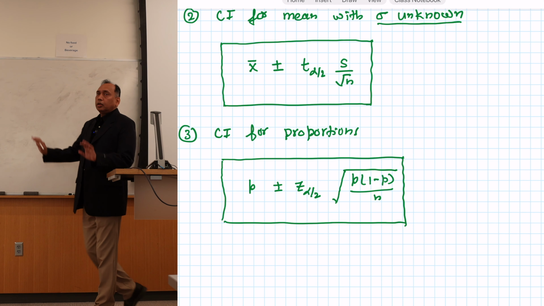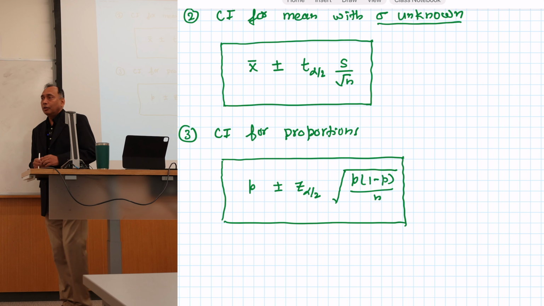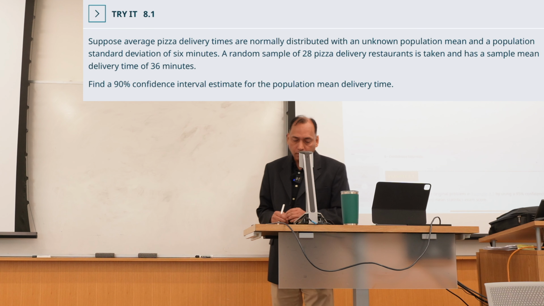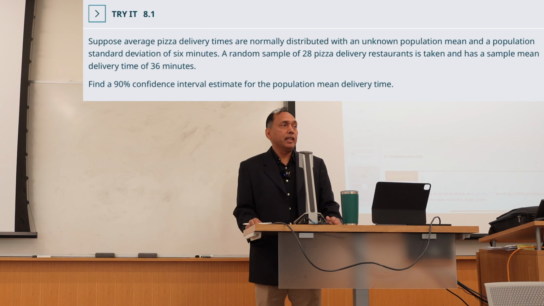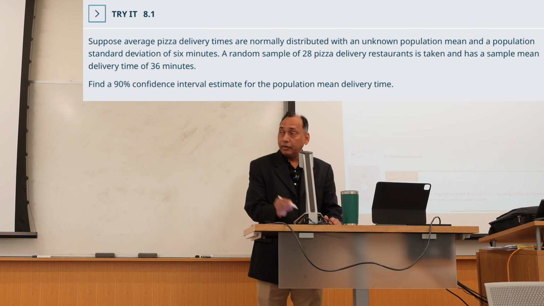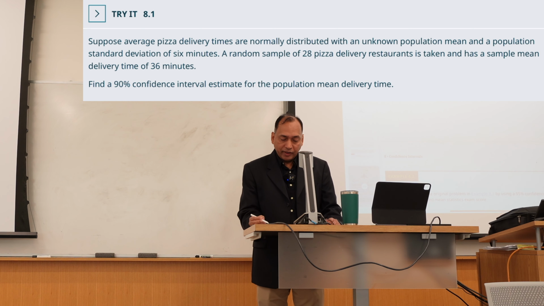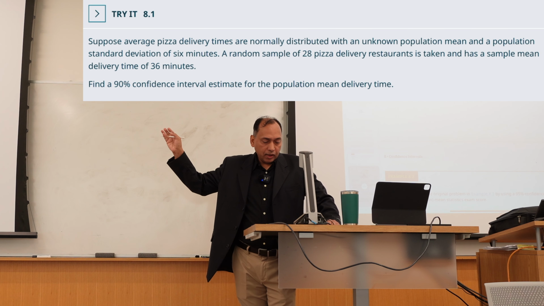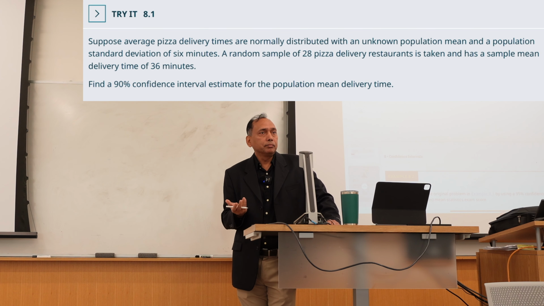So in this chapter you need just these 3 formulas for calculating confidence interval in any given situation. Suppose average pizza delivery times are normally distributed with unknown population mean and population standard deviation of 6 minutes. So these kind of problems will very clearly tell you that population standard deviation is given, so 6 minutes, sigma known. Random sample of 28 pizza delivery restaurants is taken. So in the first sentence, it also says that those delivery times follow normal distribution.